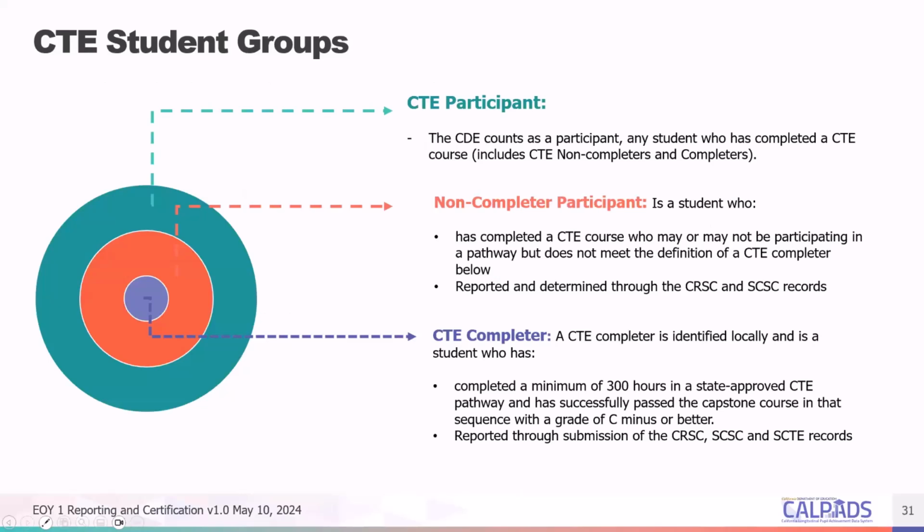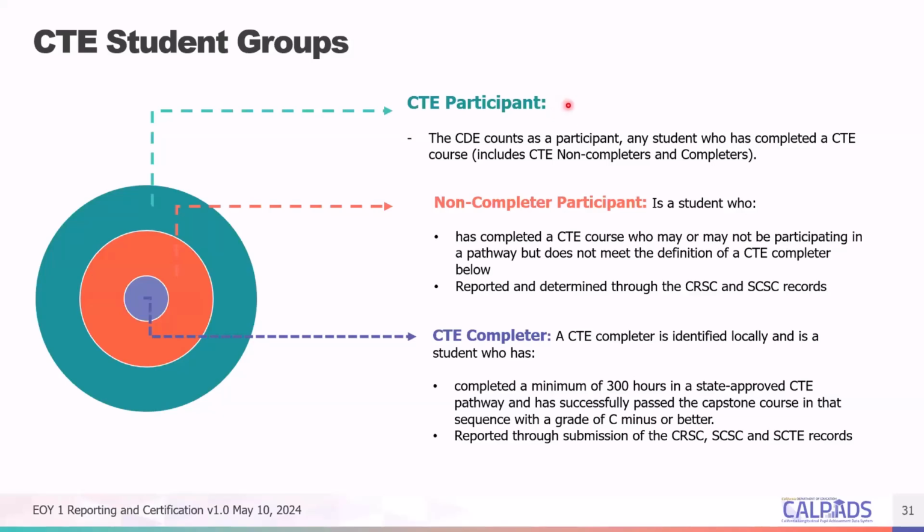There is quite a bit of jargon used to refer to students involved in CTE programs. So we've tried to make the terminology as clear as possible here. We've got a threefold distinction with definitions of each for CTE participants, non-completer participants, and completers listed on this slide here. So a CTE participant is a student who has completed the equivalent of a conventional 50-minute class taken 5 times a week for 180 school days, or approximately 150 hours of instruction in a state-recognized pathway. The CDE will count as a participant any student who has completed a CTE course.